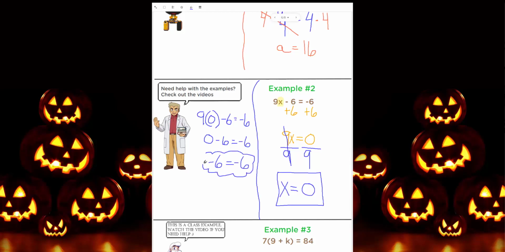This is a true statement, ladies and gentlemen. And that means that we have proven that x does equal 0. And we know with 100% certainty that we are correct. And we've done the problem correctly.